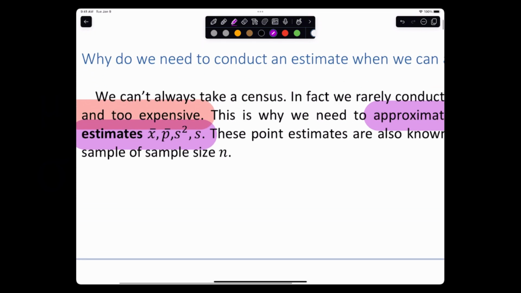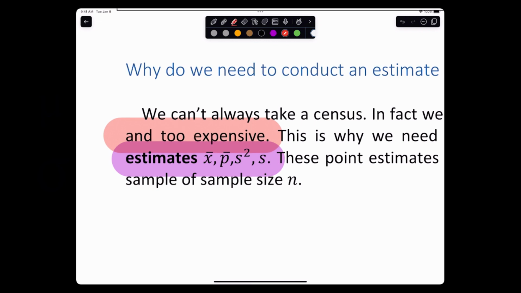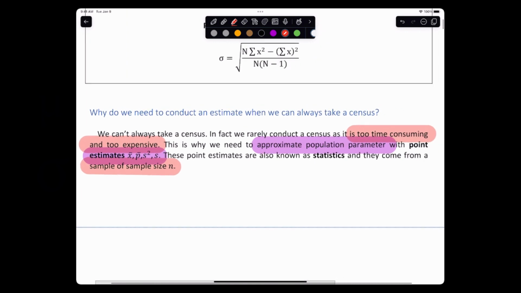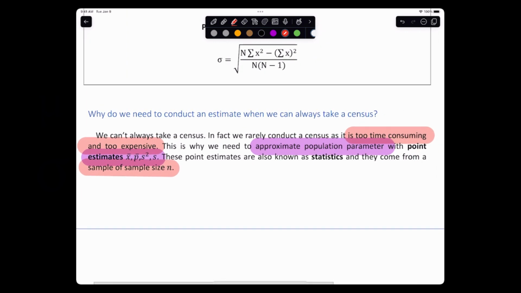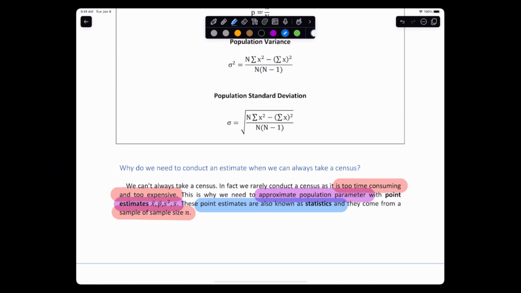These are all now approximations that are based on a sample of sample size n. So ladies and gentlemen, we'll be taking a sample and we're going to approximate the mean, the proportion, variance, and standard deviation with these measures. And they're known, by the way, these point estimates are known as statistics, and that's the name of the course. So point estimates are also known as statistics. You're checking statistics.